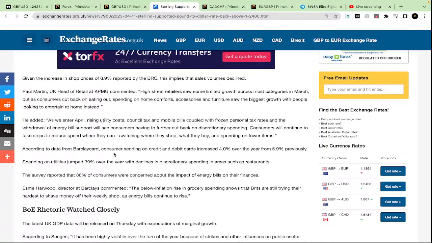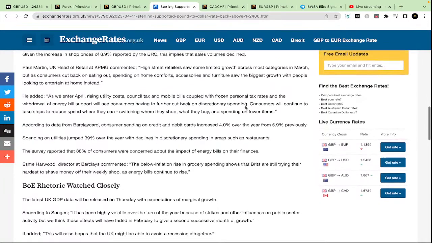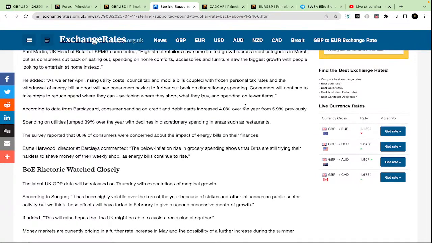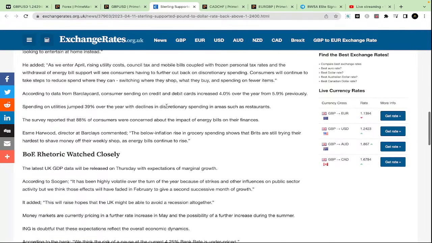Paul Martin, UK head of retail at KPMG, commented: high street retail saw some limited growth across most categories in March, but consumers cut back on eating out. Spending on home comforts, accessories, and furniture saw the biggest growth, with people looking to entertainment at home instead. So people are wanting to kind of sit at home, it seems like, in the UK and not go out as much, in other words, and spend money.